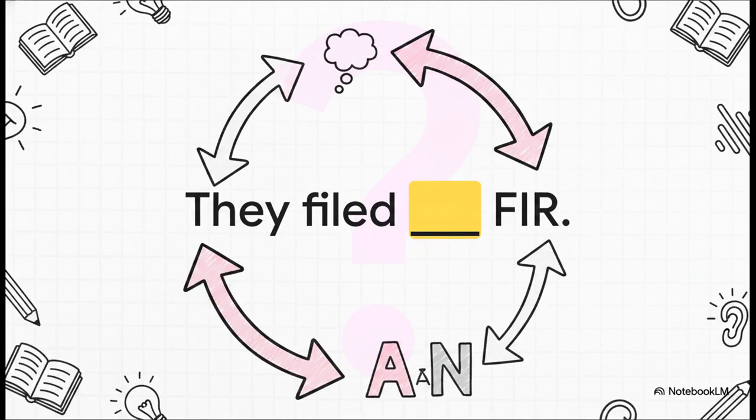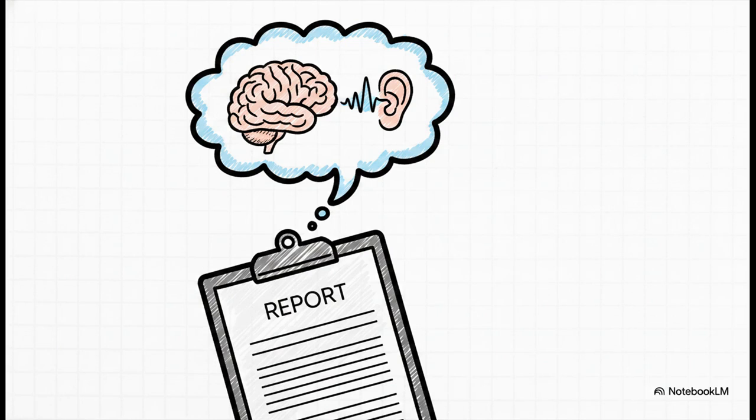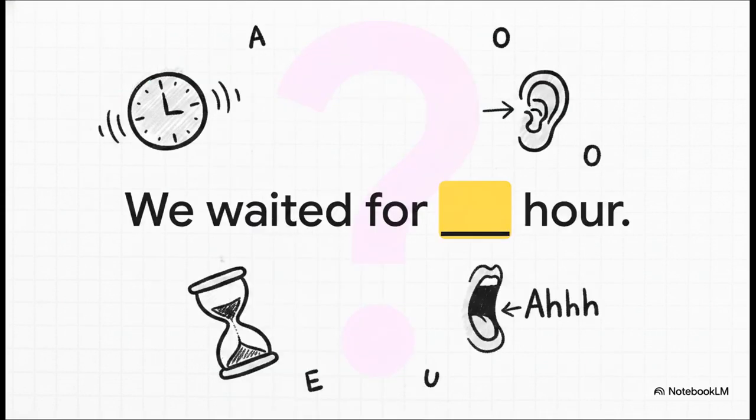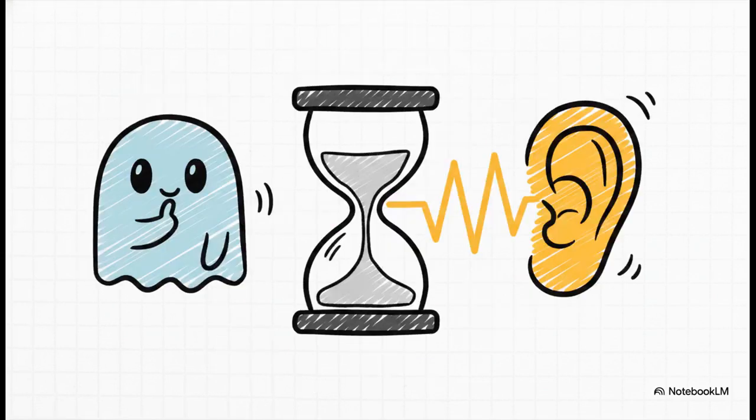Let's try another tricky abbreviation for question 4. They filed blank FIR. Walk through those 4 steps in your head. It is an FIR. Just like the FBI example earlier, the letter F is pronounced eff, which means you are starting with a vowel sound. Spelling out the pronunciation in your head is just absolutely key to beating these abbreviations. And here we are at our 5th and final trick question for this explainer. We waited for blank hour. The answer is an hour. Once again, the H takes a total backseat. It stays completely silent, and we're left with the vowel sound ow.